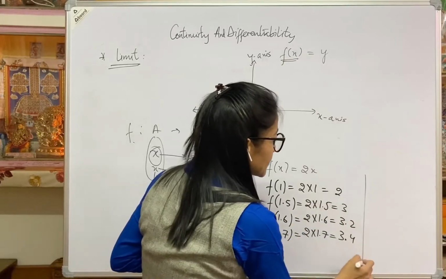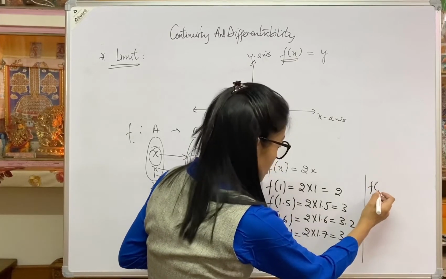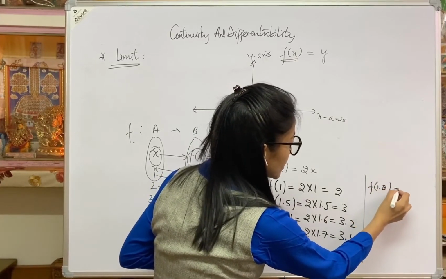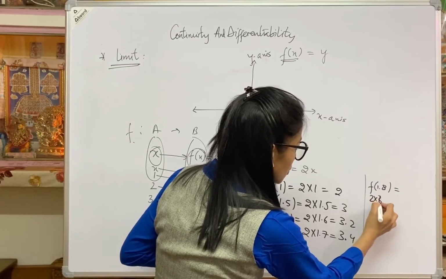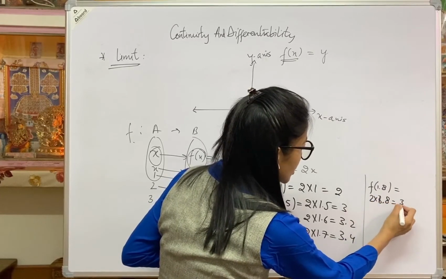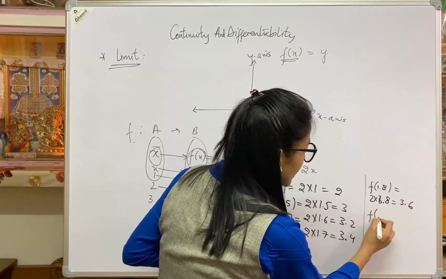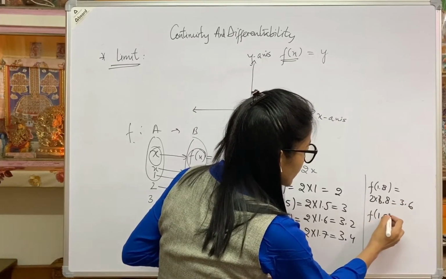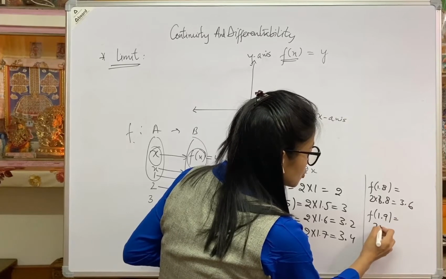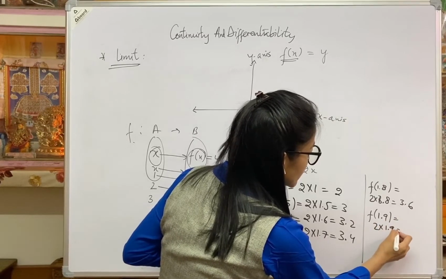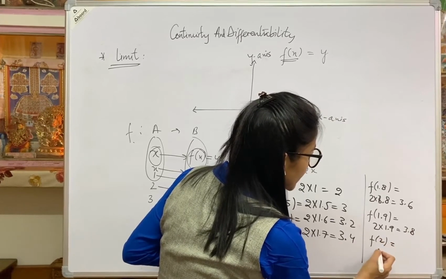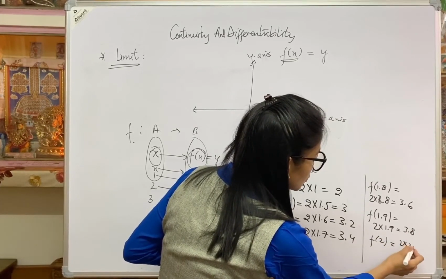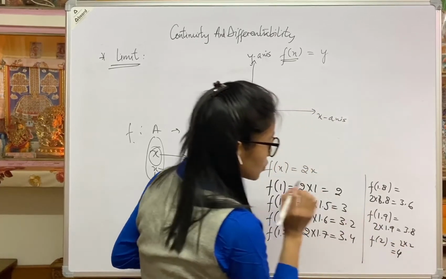Similarly, if I take f(1.8), what do I get? 2 into 1.8, so that is 3.6. If I take f(1.9), what do I get? 2 into 1.9, so that is 3.8. If I take f(2), what do I get? 2 into 2, which is equal to 4.